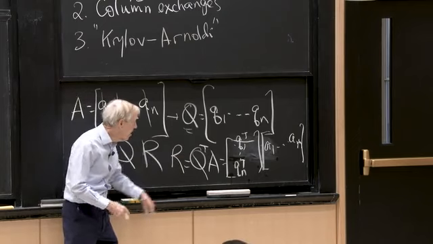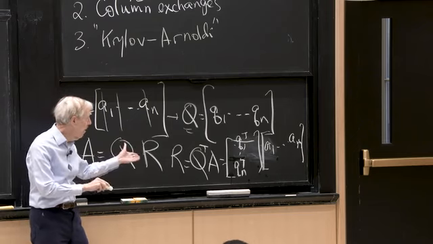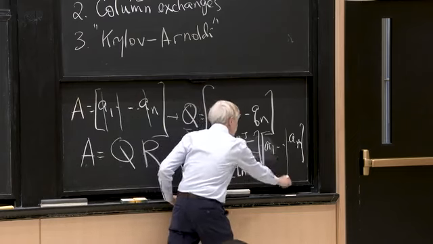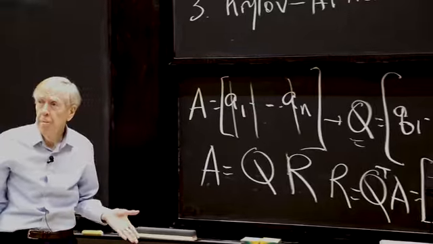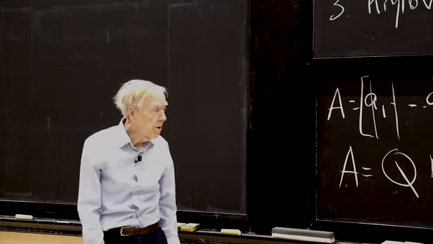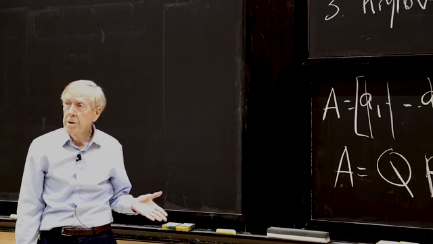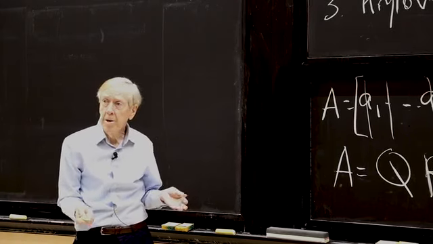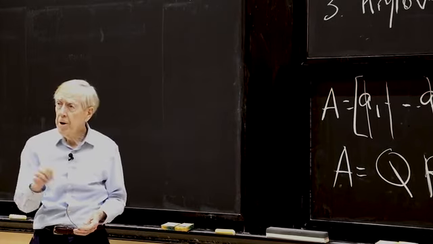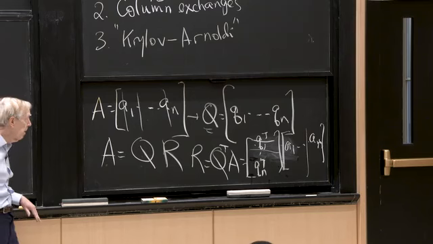This says that all those entries in R are q_i transpose times a_j, right? That's the old way to multiply matrices, and it's the best way for this, a row times a column. In other words, the entries of R are just the inner products, the dot products of the q's with the a's. That's why there's nothing mysterious about R.